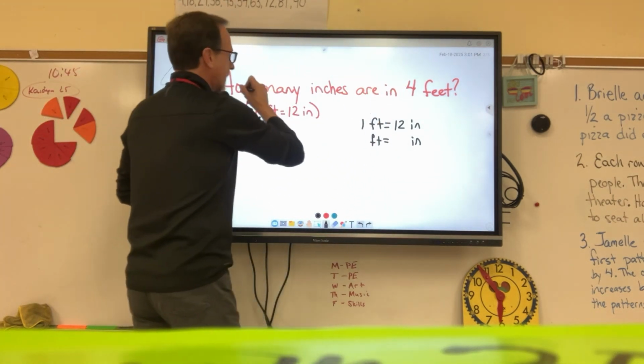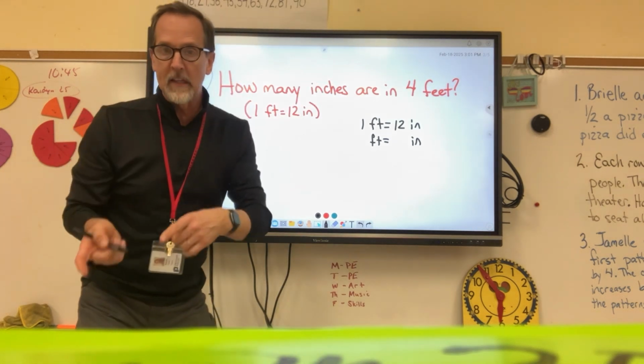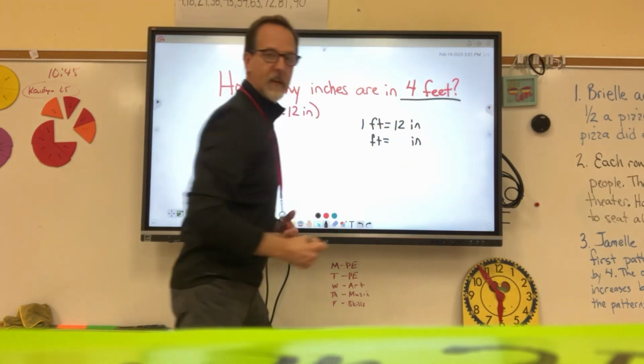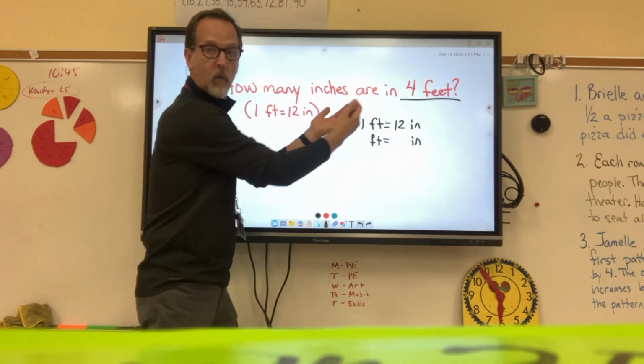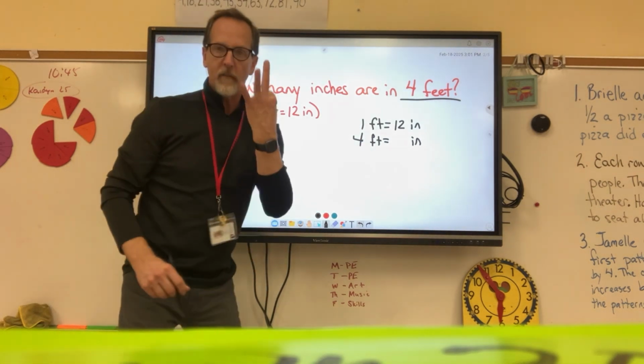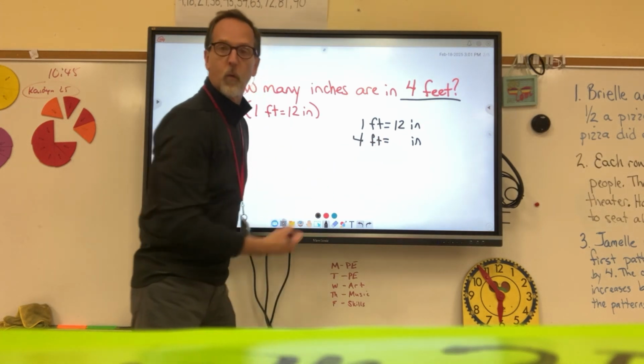So look up here in the question. What did it tell me? Did it tell me the number of inches, or did it tell me the number of feet? It told me the number of feet, 4 feet. So I'm going to come down here, and where it says feet, I'm going to put 4 feet. Well, now I've got 3 numbers. You're always going to end up with 3 numbers because we've got to figure out that 4th one.